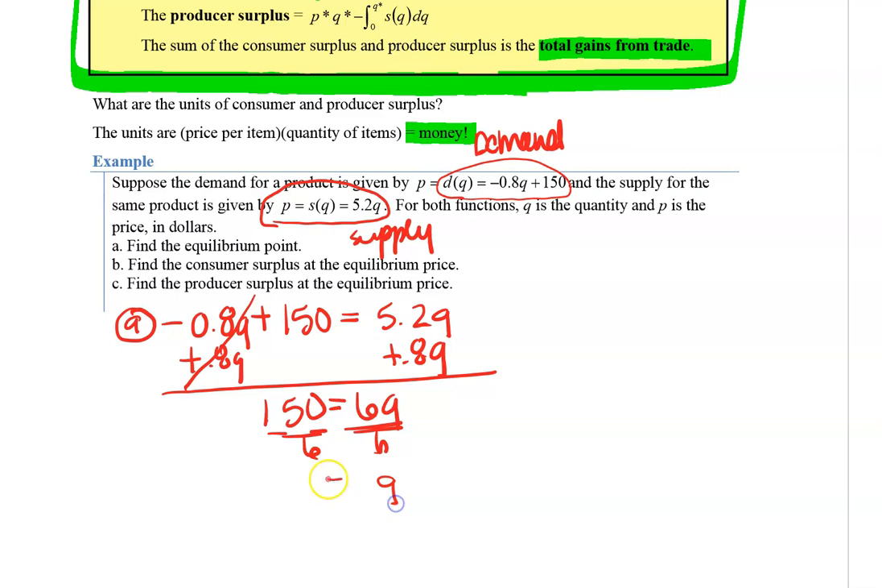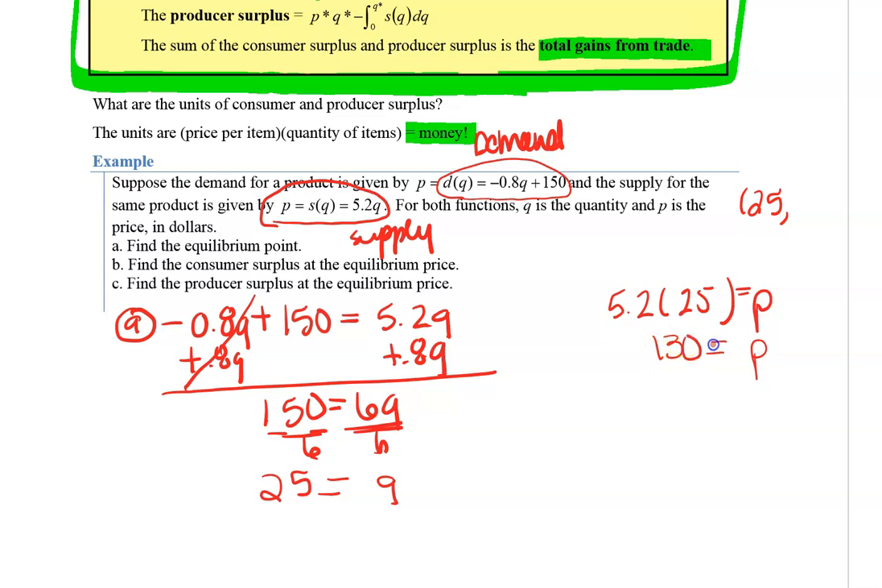So this gives me Q equal to 25, and so that's going to be our x value. Now, in order to find that, since it's in both equations, we can go into either of them and figure it out. So that's going to be 5.2 times 25 in order to figure out our P. You're just going to type that in your calculator. So 5.2 times 25 gives us P to be 130. And so this is going to be our equilibrium point with the product.